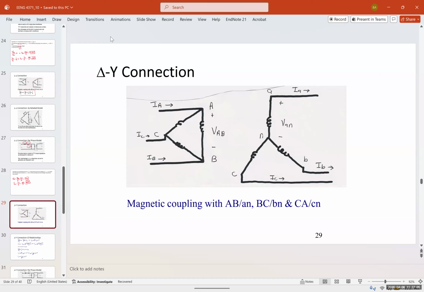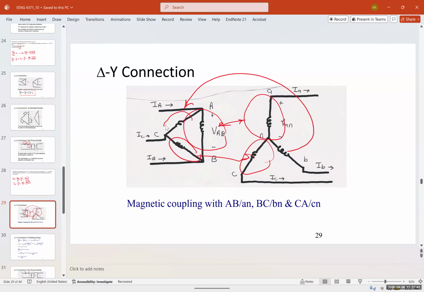Now, another type of three-phase transformer connection is the delta-Y connection. There is magnetic coupling between VAB and AN, BC and BN, and CA and CN. So you can see it's a little different than the delta-delta connection. VAB is magnetically coupled with AN of the other side. CB is magnetically connected to CN of the other side. And CA, sorry, I got this one wrong. CA is magnetically connected to CN. And CB is connected to BN.